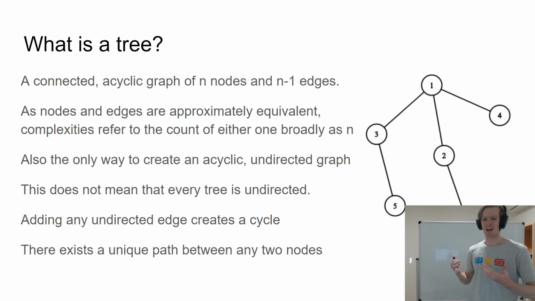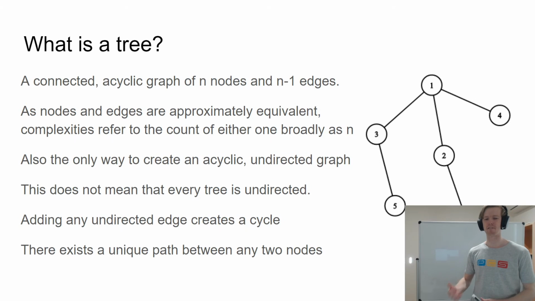Well, it means that it unlocks a number of properties which we look to exploit, both in how we traverse trees as well as how we treat them in certain problems. So some other unique properties: if you add any undirected edge to a tree, it will create a cycle, because it is the only way to have an undirected graph that is acyclic.